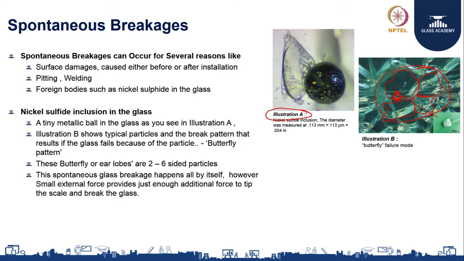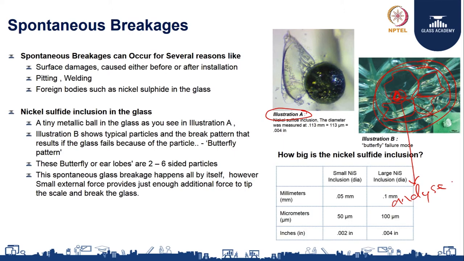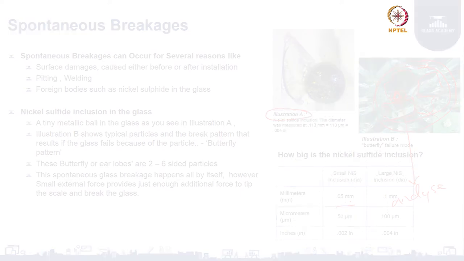But to confirm that a breakage is because of nickel sulfate, we need to witness the breakage, then remove this metal and analyze it in the lab to confirm whether nickel sulfate is present or not. So, how big can the nickel sulfate be? Usually the smallest nickel sulfate inclusion is 0.05 mm and the largest is 0.1 mm. We measure it in micrometers, so 50 to 100 micrometers is the nickel sulfate size.